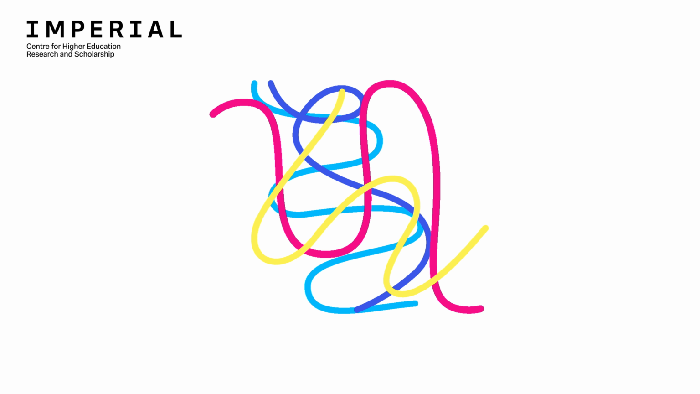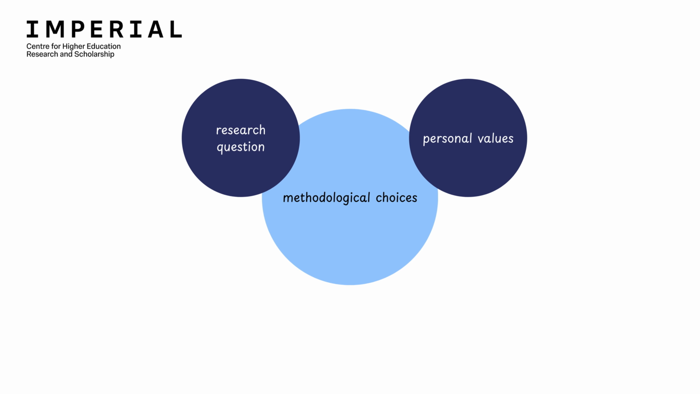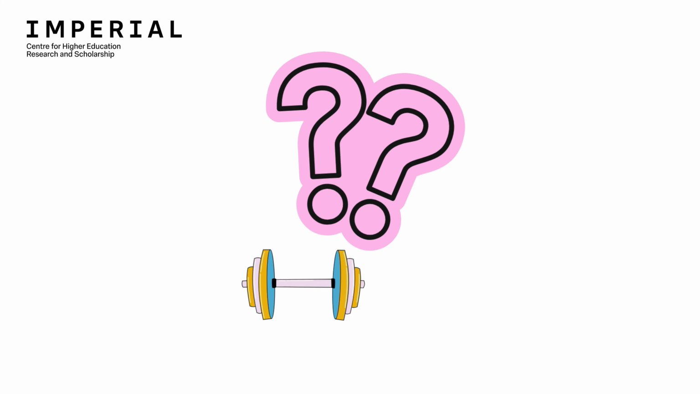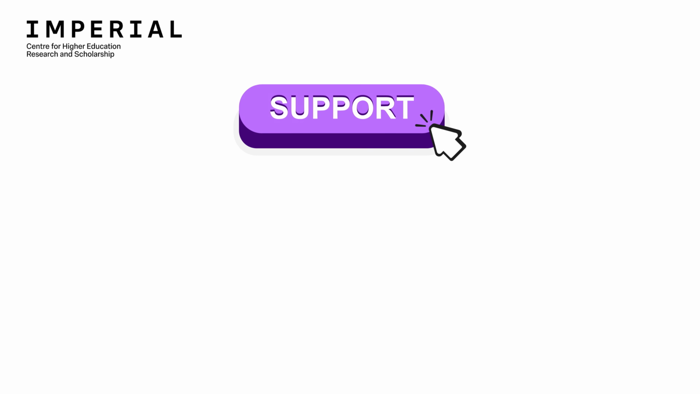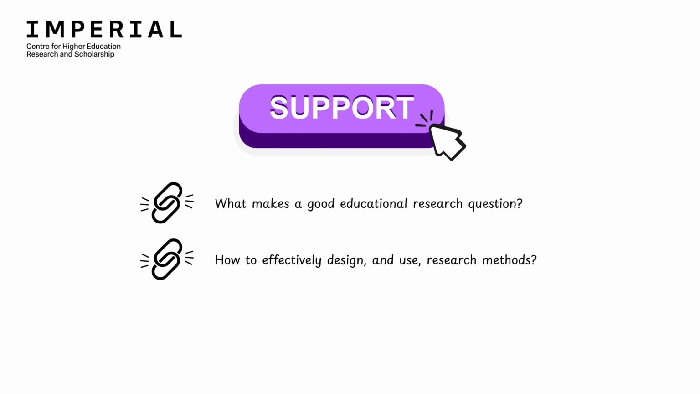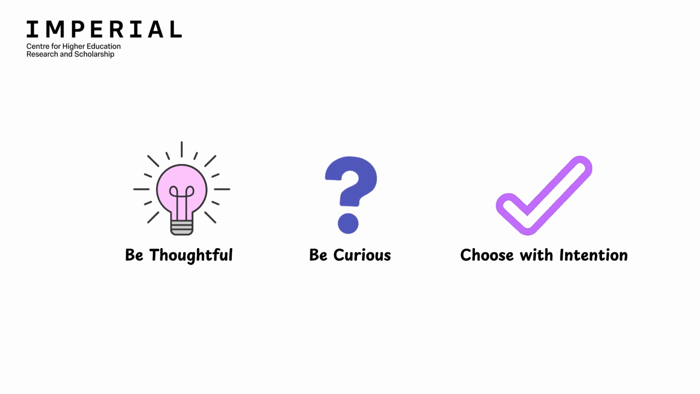This process is rarely clear-cut. Ensuring that your methodological choices align not only with your research question, but also with your own values and skill sets can help set yourself up for a strong research output. And remember, this is a guide, not a rule book. For more support, check out our linked resources on what makes a good educational research question, how to effectively design and use research methods, and which ethical issues are important to think about. You've got this. Be thoughtful, be curious, and choose with intention.